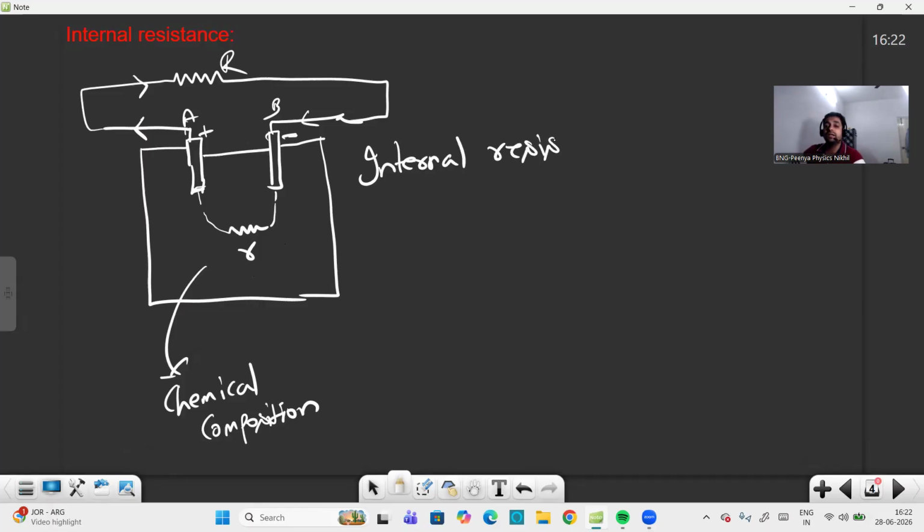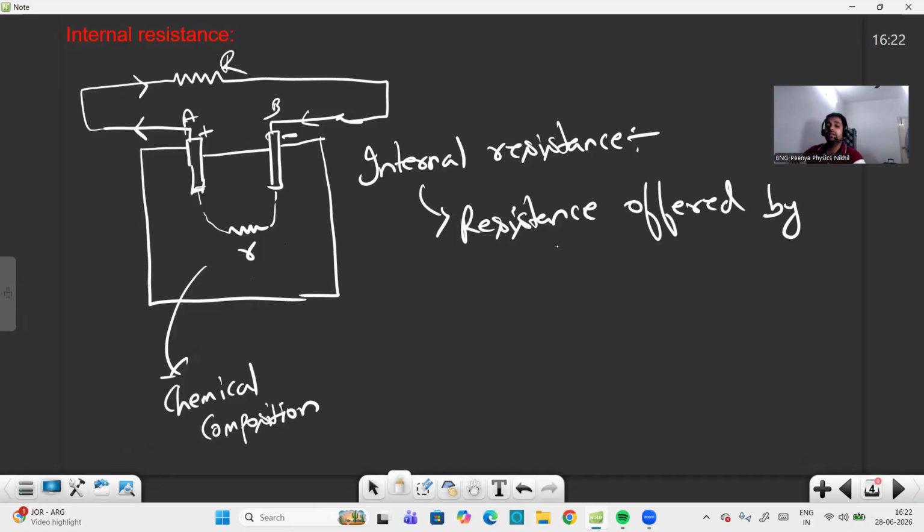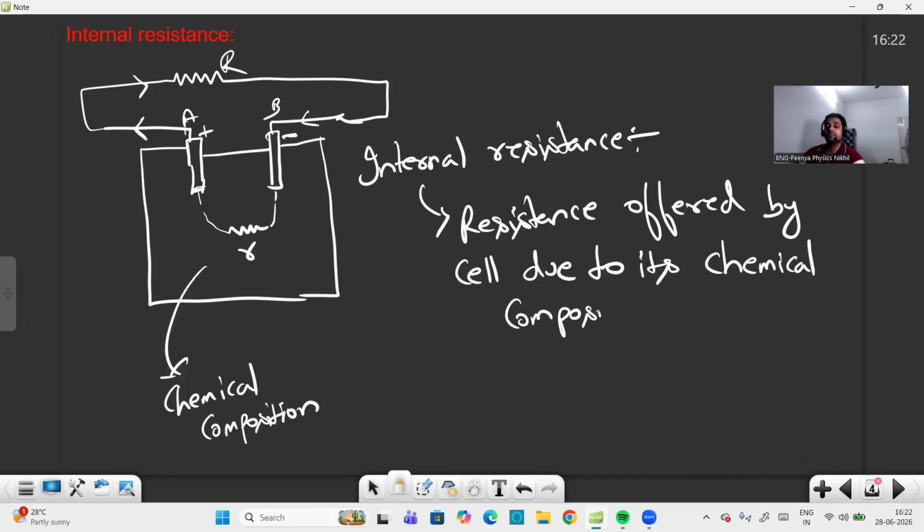So we can say that internal resistance is the resistance offered by a cell due to its chemical composition. Internally, the cell is offering resistance to the current that is flowing through the cell.